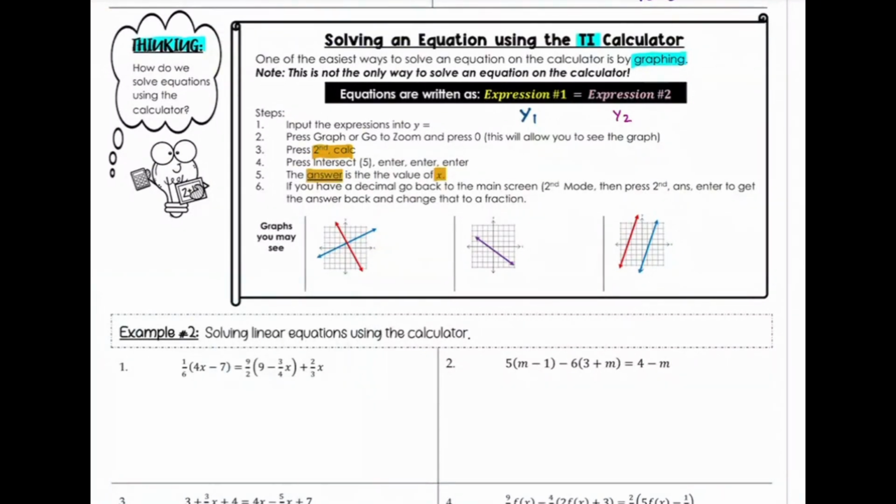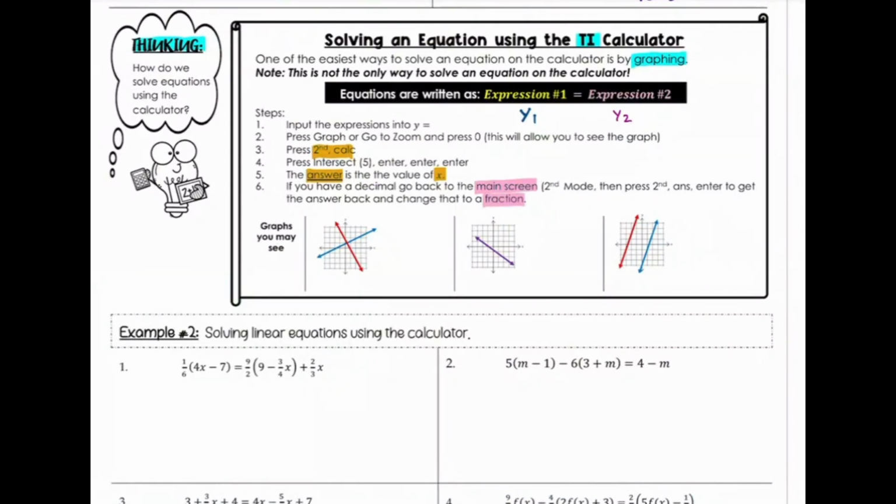If you have a decimal and you want to find the fraction form, you are going to need to go back to the main menu by pressing second mode, then press second, answer, enter to get the answer back, and that we will turn into a fraction.